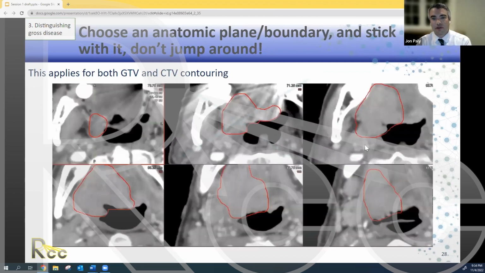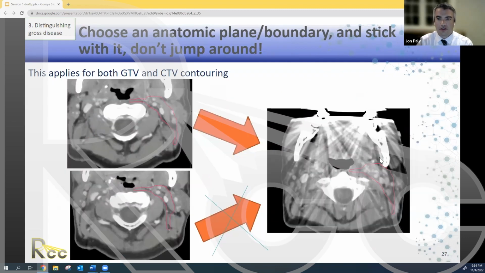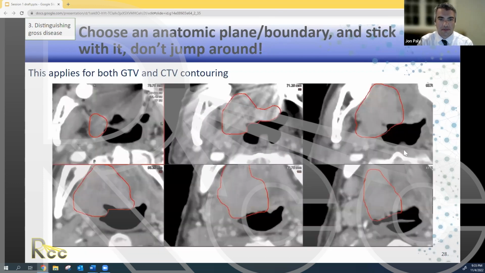This can also be helpful if you have artifact at one level and you can look at planes above and below where that artifact is, or something's obscured. Contouring above and below can help you then know in the middle where the correct contour is.